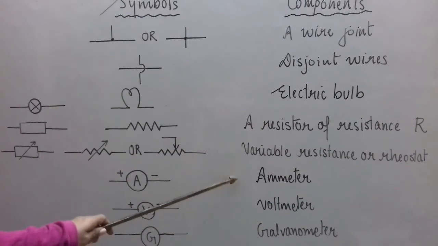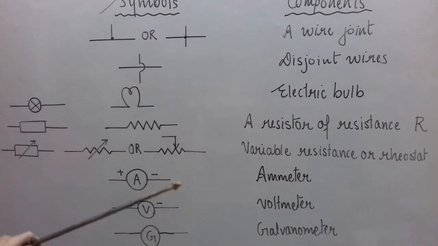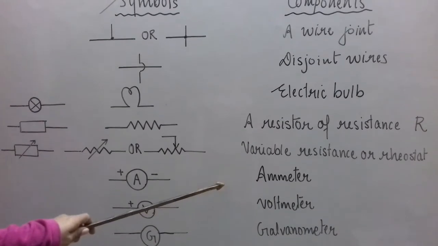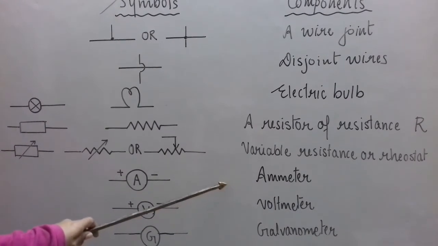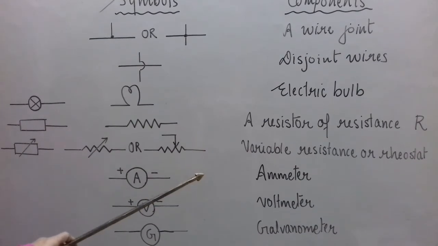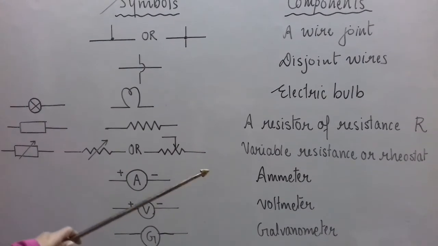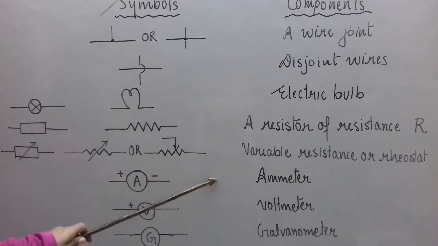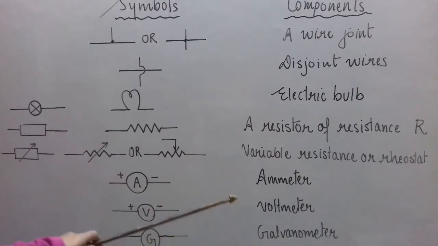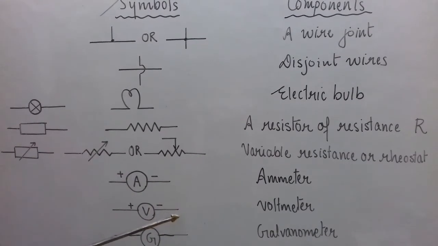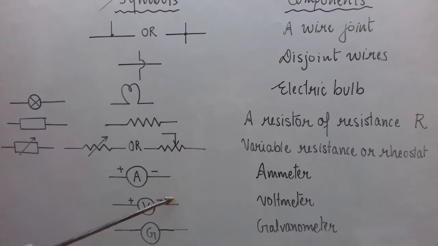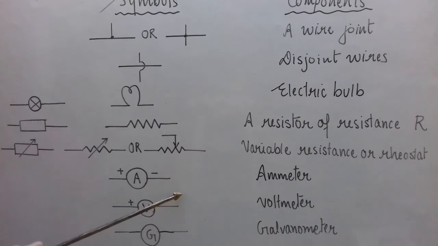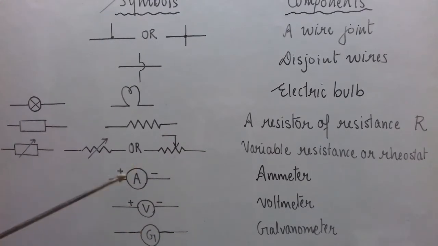So ammeter measures current in an electric circuit. Remember that in an electric circuit, ammeter is always connected in series. Afterwards, I'll draw the circuit and explain how it is connected in series, and what we mean by series connection. And remember, voltmeter is always connected in parallel across the device across which you have to measure the potential difference. So ammeter is connected in series and voltmeter is always connected in parallel.